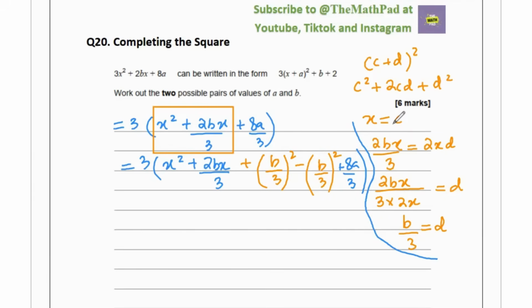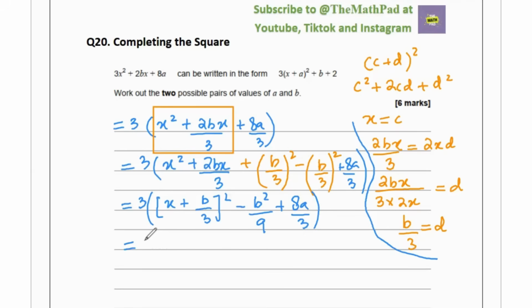It's like when we're making the denominator same in fractions. If you're multiplying something with the denominator, you have to multiply it with the numerator as well. So the same concept is applied over here. If I do plus b over 3 whole square, I do minus b over 3 whole square as well. So that's 3 times, now we can rewrite that as c plus d whole square. So that's x plus b over 3 whole square, because d is b over 3. And this is minus b squared over 9 plus 8a over 3.